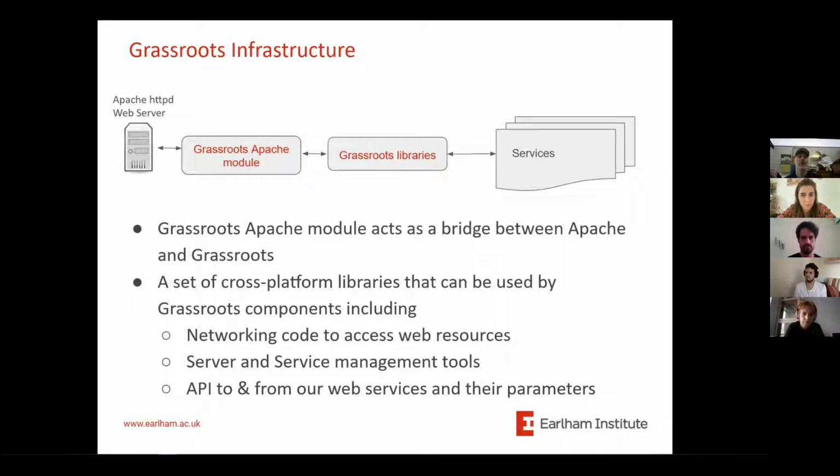We have a set of libraries where we do very common things like networking code, or managing servers or services, or all this kind of code for wrapping up how to access things through JSON APIs and so forth, and how we describe web services and their parameters. And between the two, we write a little module that connects the web server to our Grassroots system.